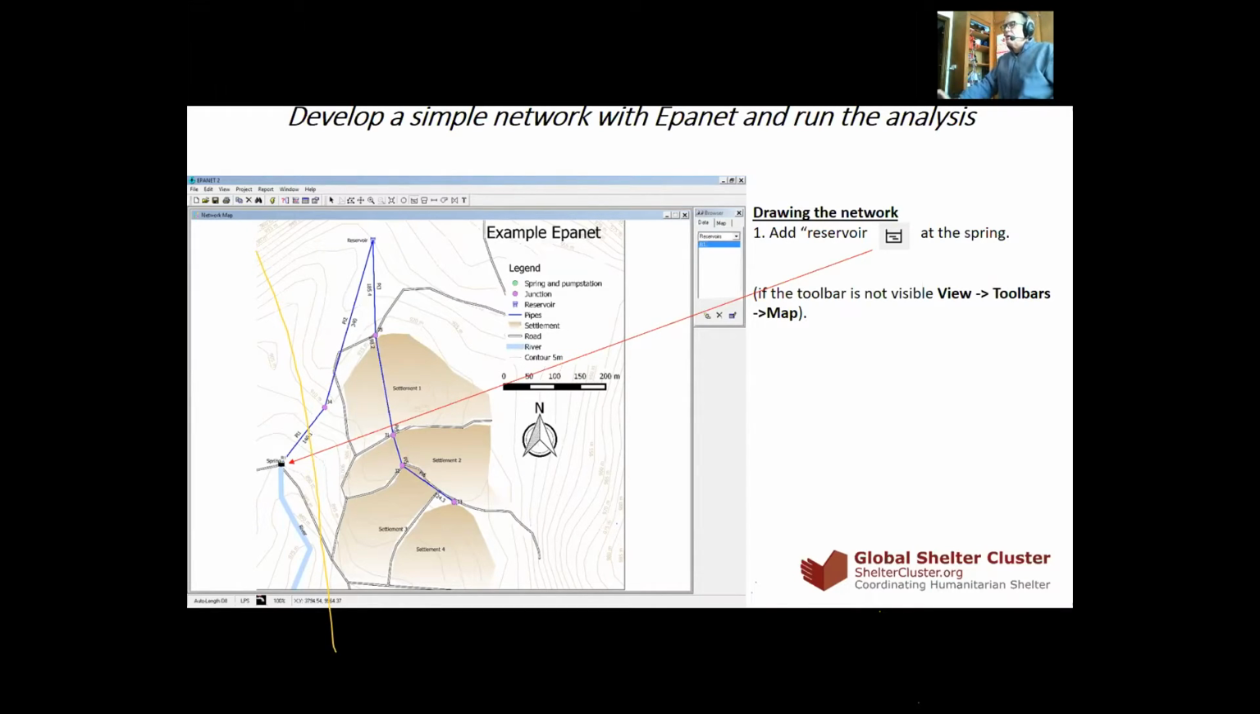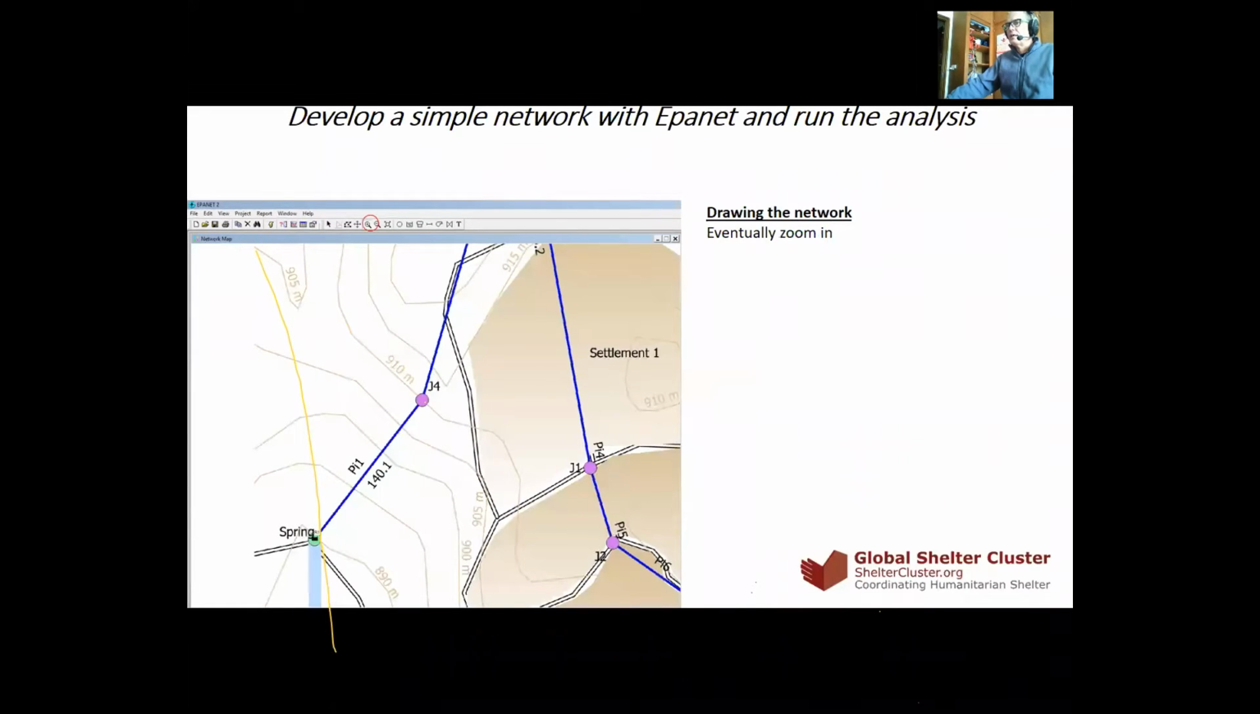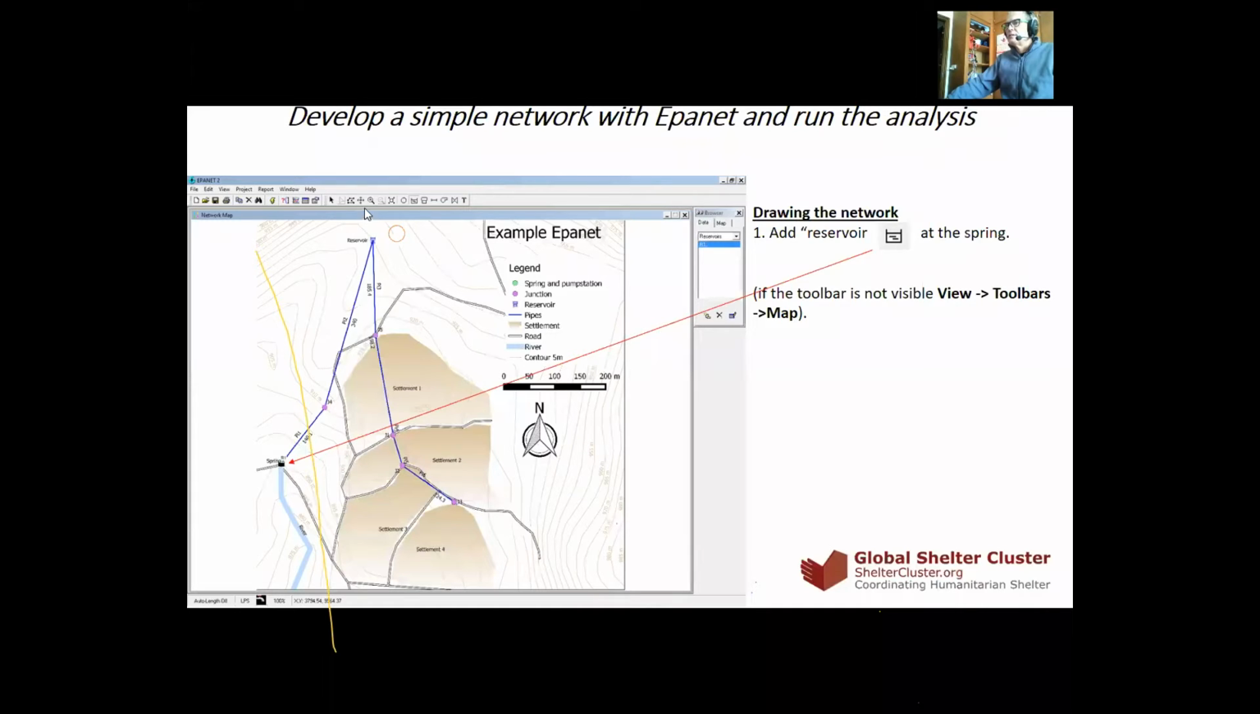So let's start with the network. Now we have an empty Epanet file with a background map taken from GIS. This is a picture done with Quantum GIS. I insert it and I add the reservoir. Now I see the reservoir is actually this icon here. You can see my mouse, I hope. Here is the reservoir. You just click on the reservoir and you put it there. And you click, then you continue.